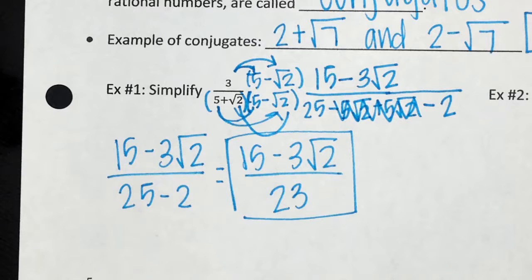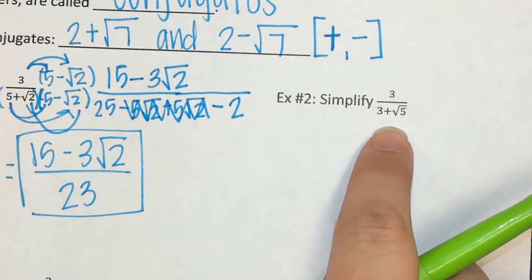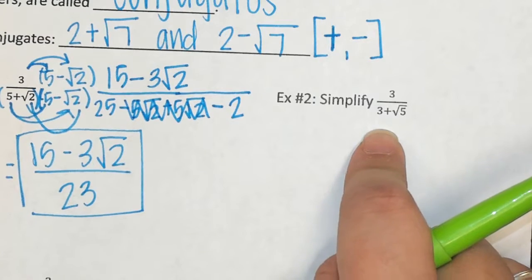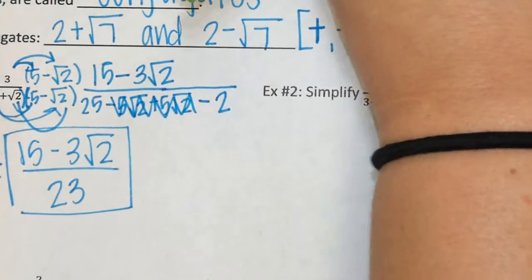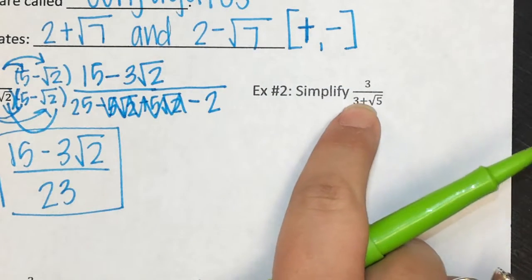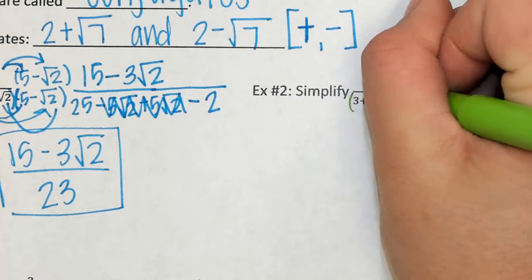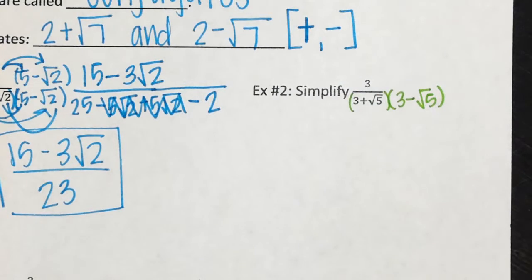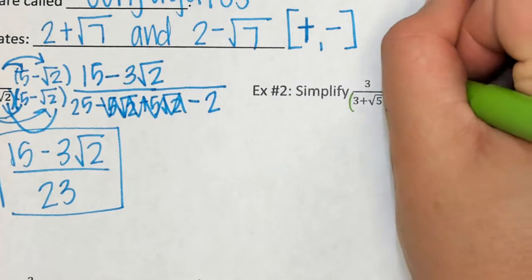Let's do example number 2. Now, the conjugate, remember, there's always one positive and one negative. So if there's a positive in your question, you have to use the negative to get rid of it. So if we want to simplify this, there's a positive, which means I have to multiply by its conjugate, which is a negative. So you have 3 minus square root of 5, and then do it to the top too.